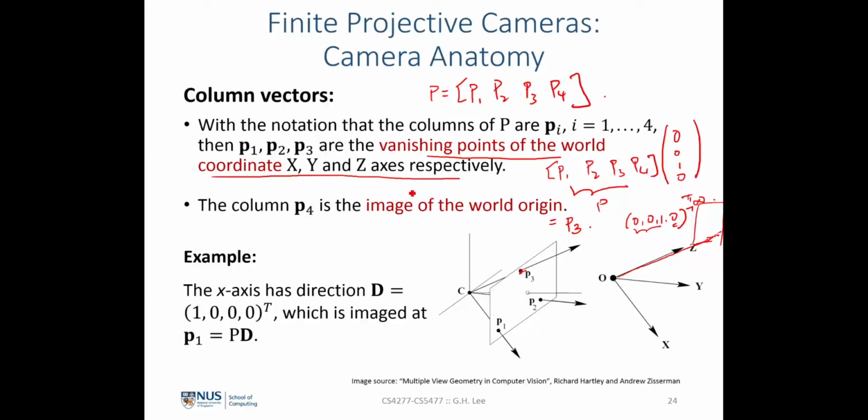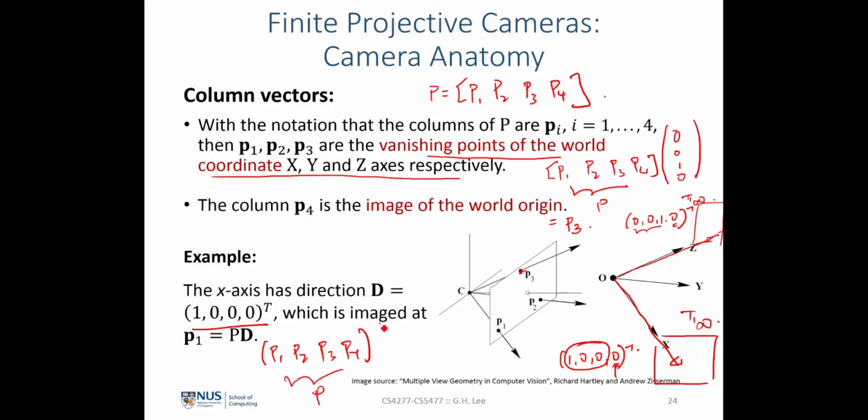This is similar for the x-axis, for example. On the x-axis, we can see that it intersects the plane at infinity at a point of (1, 0, 0, 0) transpose. The last entry has to be 0 for it to be an ideal point, and the first 3 entries are simply the direction of x. If we multiply the camera projection matrix P1, P2, P3, and P4 by (1, 0, 0, 0), only the first column remains, which is P1. Hence, P1 is the vanishing point of the ideal point in the direction of the x-axis.